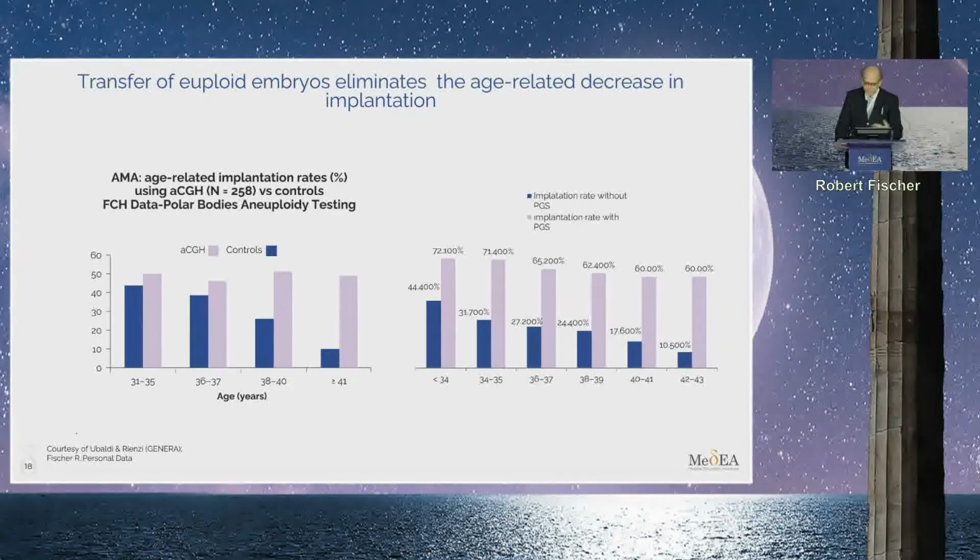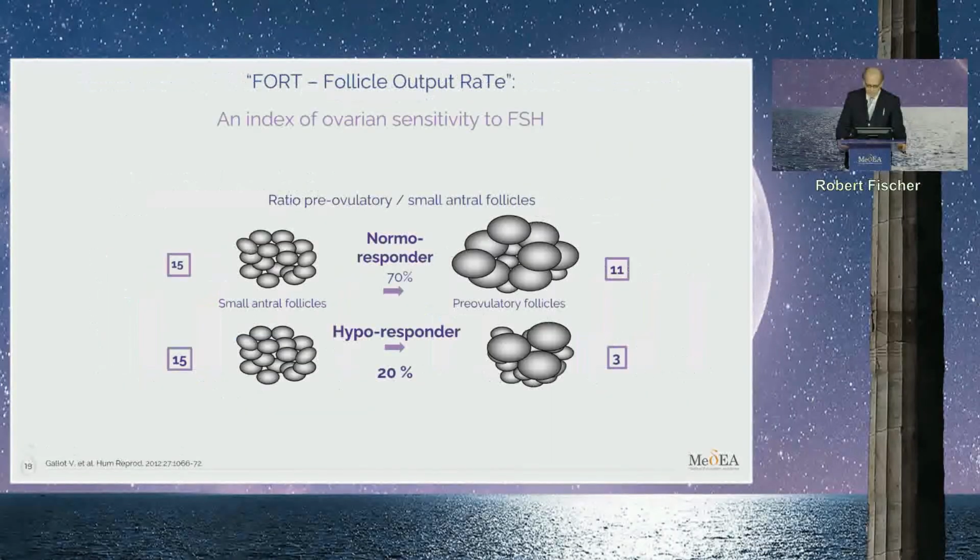So on the right side, you see data from our chairman, Filippo Baldi. Transferring euploid blastocysts will have no significant difference in the implantation rate. And on the left side, you see data from my center, looking now after checking the polar body, and you see exactly the same picture. The pink ones are those who were tested, the blue ones are those who are not tested, and it's very much correlating. It doesn't matter if you test the polar body or you test the embryo itself.